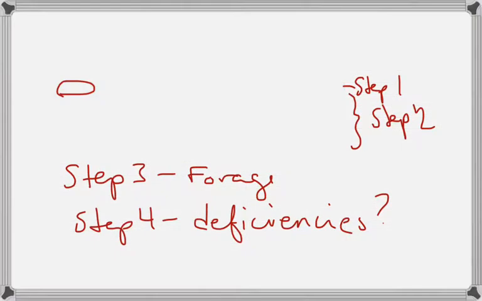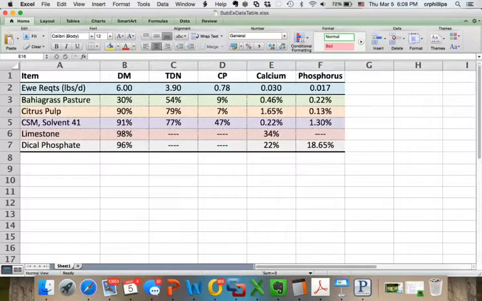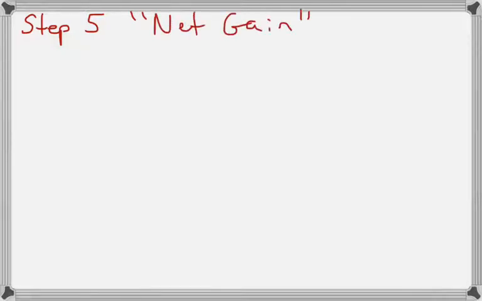So let's bounce over to a whiteboard. Go to the whiteboard. And let's start with step 5. Step 5 is what we call the net gain. What we're trying to talk about is what value do we get by substituting another feed for the forage.